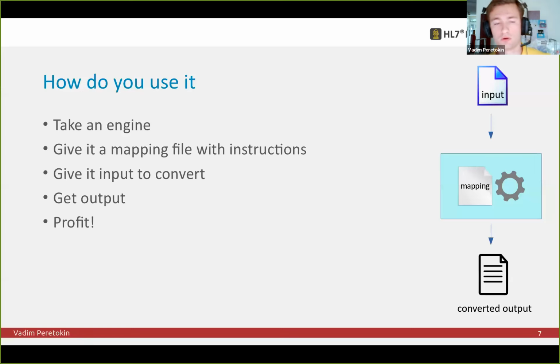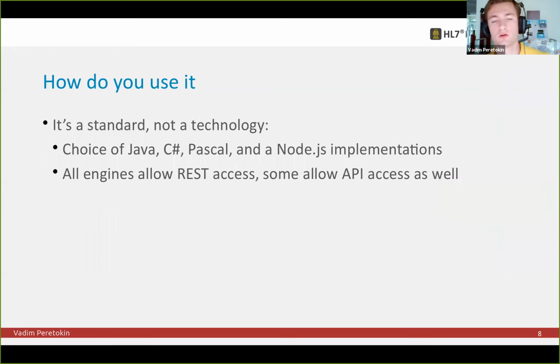So how do I use it? First of all, you need the FHIR mapping engine to use it with. You get a mapping file with these instructions, you give it the input and you get the output. And as I also mentioned at the beginning, it is a standard, not a technology. This is important to differentiate. So there is a wide variety of implementations available. There is a choice of Java, C#, Pascal, and even Node.js implementations.